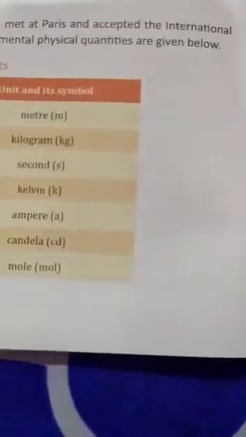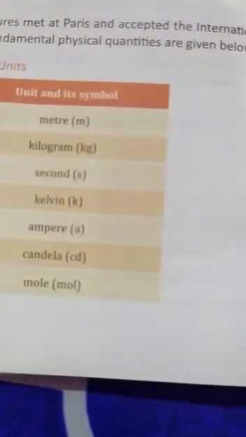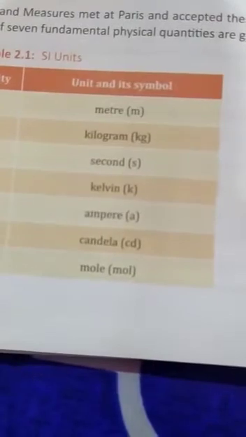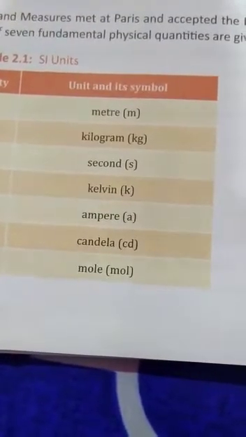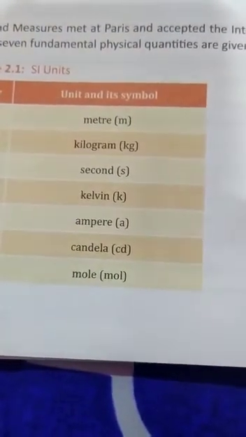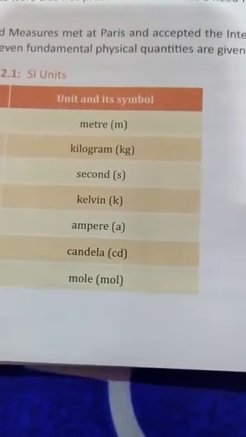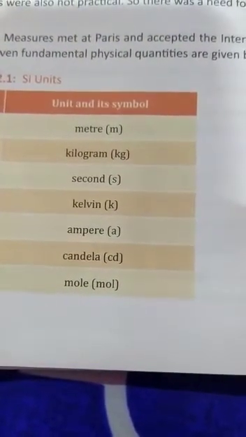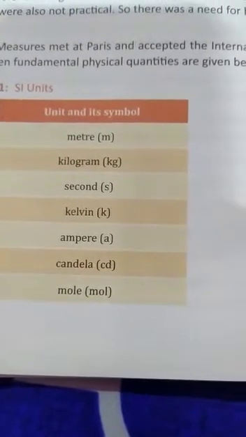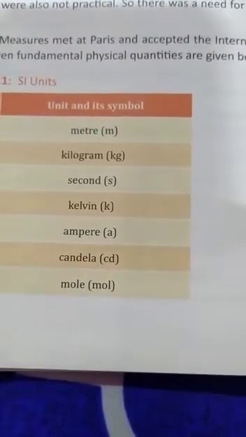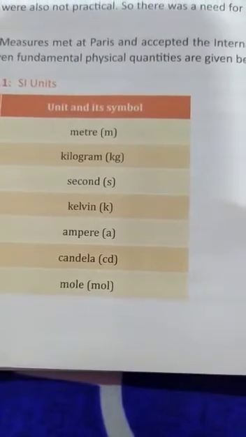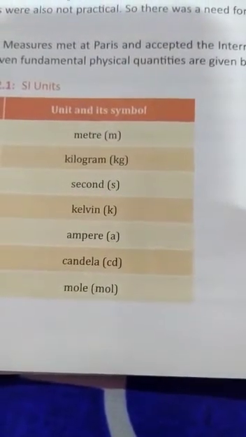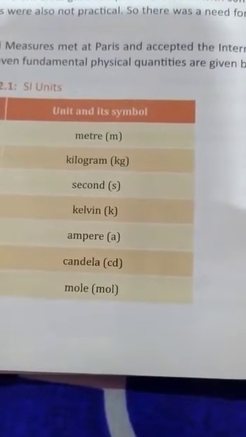Now, names of the units can be written in the plural form, like 5 meters, but symbols of the units are always written in singular form, like 5 m and not 5 ms. Symbols of units are not abbreviations. They do not end in full stops unless they are at the end of the sentence.